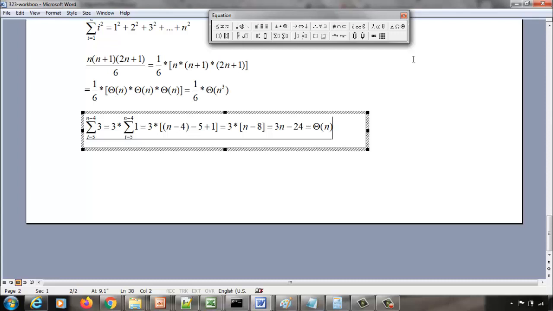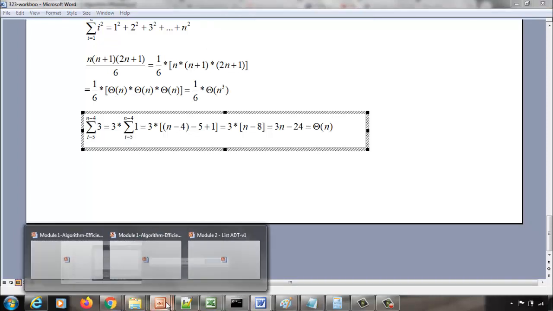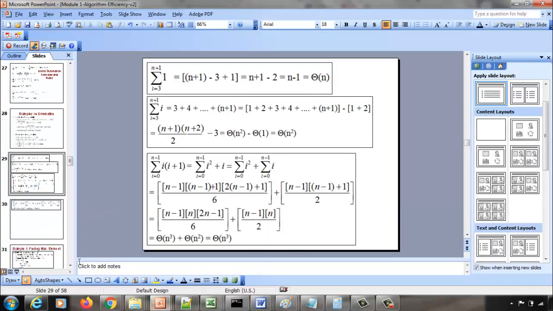Okay, so this is what you should realize. If it's a constant inside the summation and this is from i equals a smaller constant value to something involving n like this, that's going to be theta of n. Okay, like what I show here.